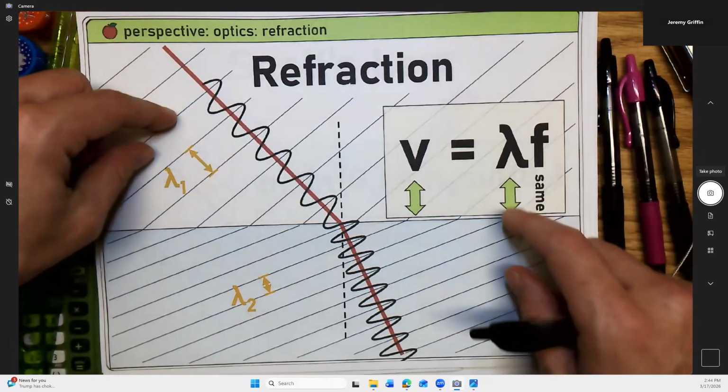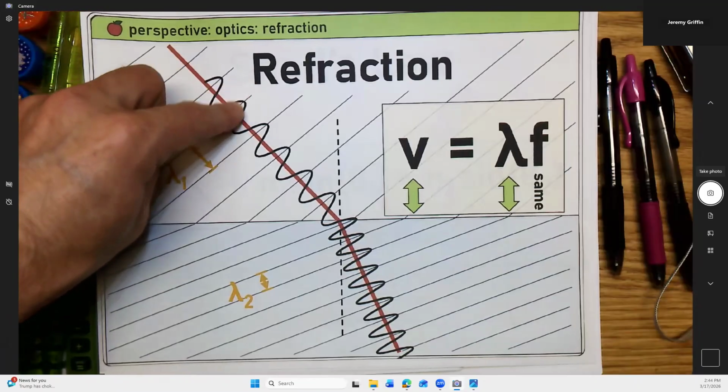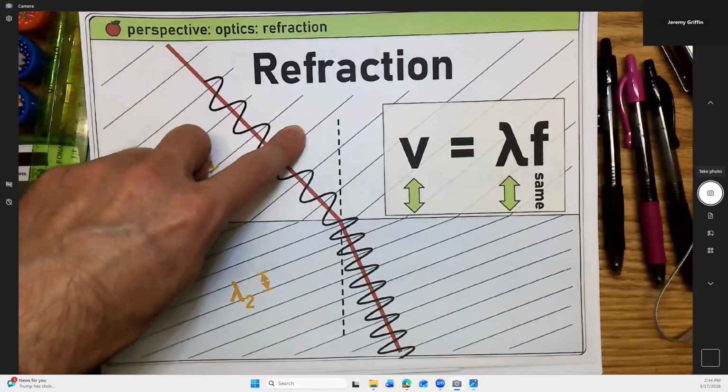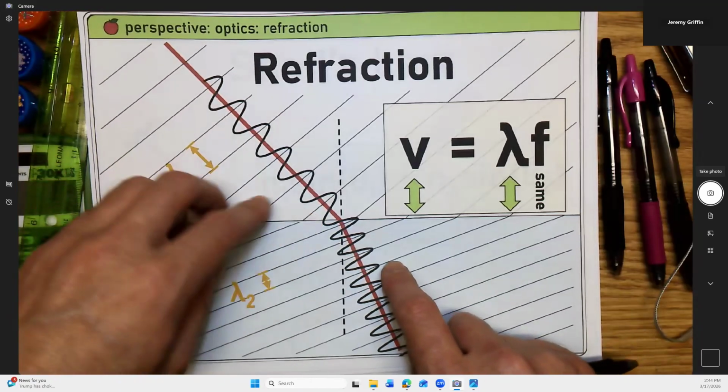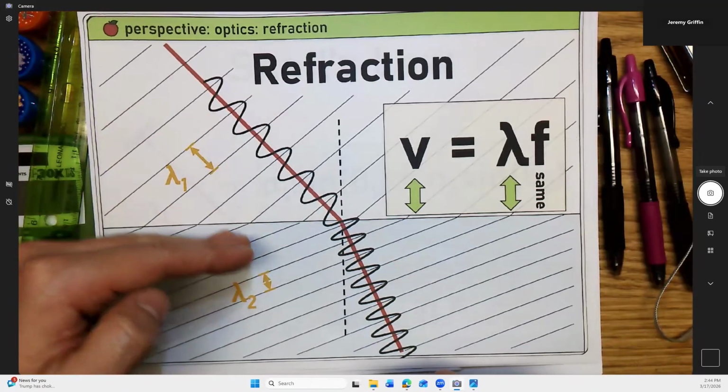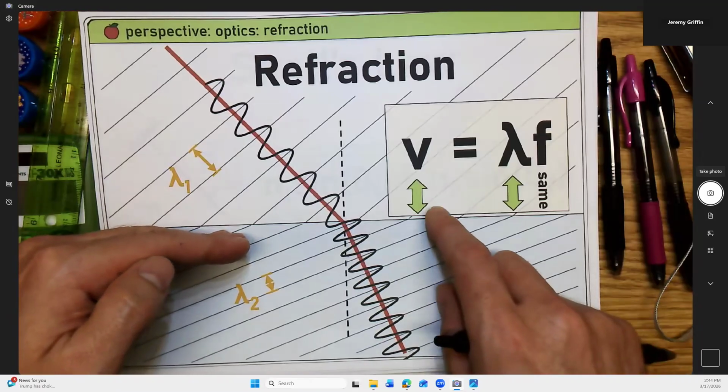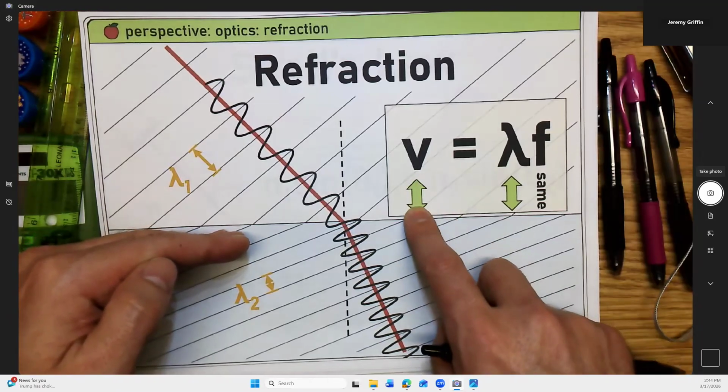Now, if you think about it being like a wave, you guys remember that light is a transverse wave? We were showing that with the polarizing filters. Well, what happens when it goes from this medium to this medium, say from the air to the water, is a classic one. Well, it's got to slow down. And as it slows down, what else changes?